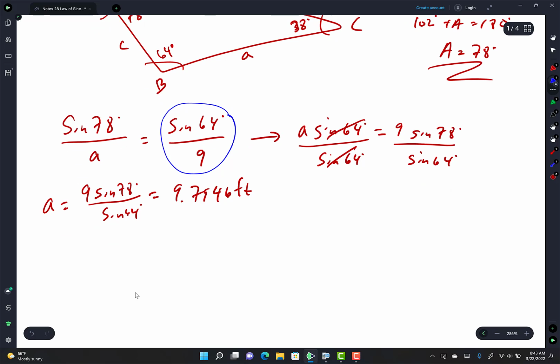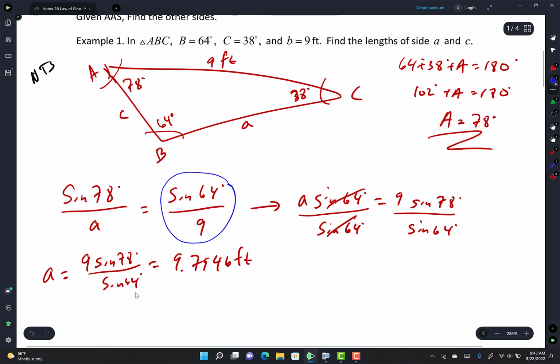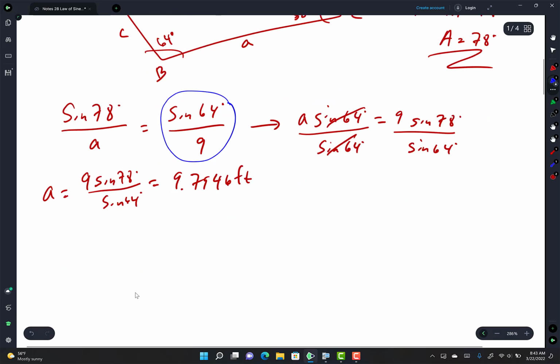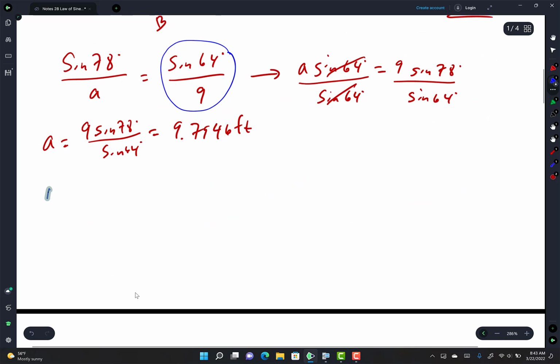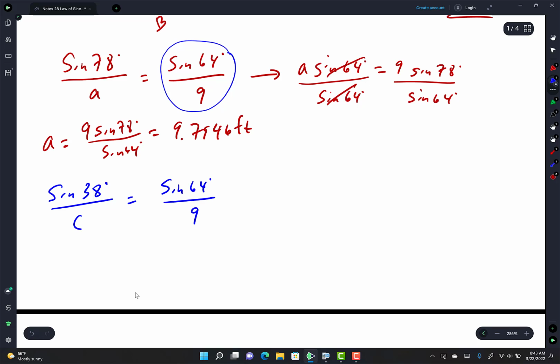So I'm going to write, what do I want, little c? So sine 38, I'm doing it in blue so it can indicate that I'm doing a different one. Sine 38 over little c equals sine 64 over 9. I'm still just going to cross multiply, so I'm going to put an arrow. Is it okay if I just write c equals 9 sine 38 degrees divided by sine 64 degrees?